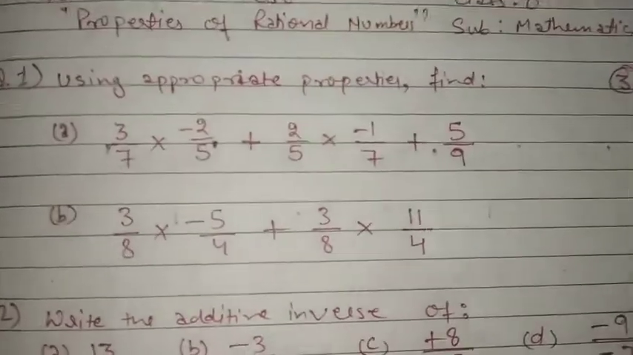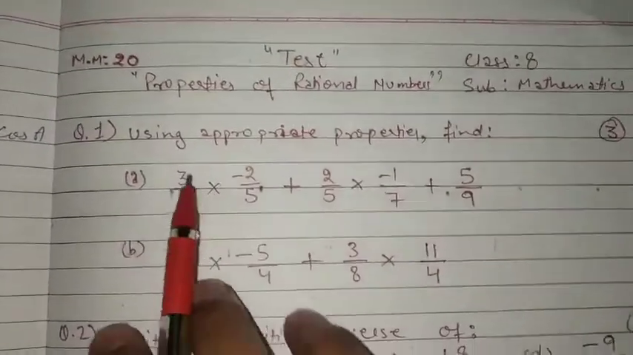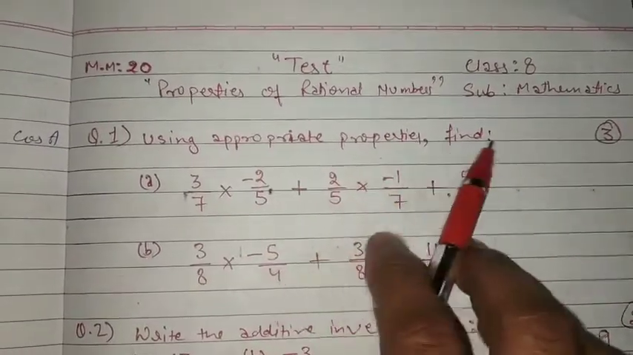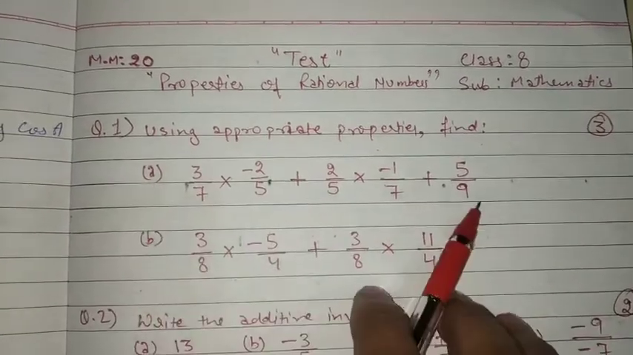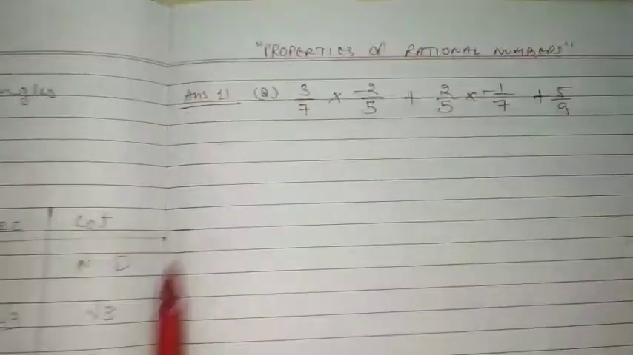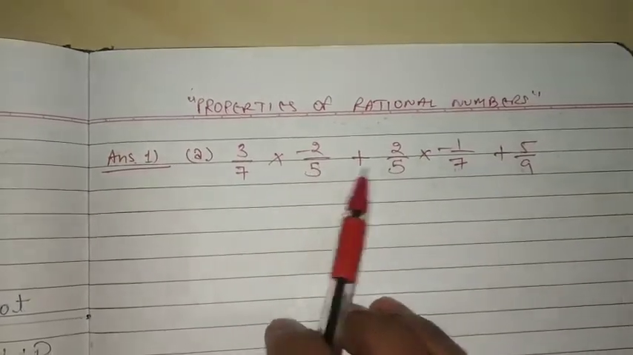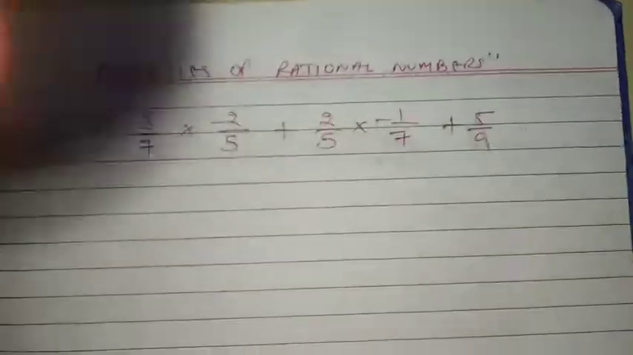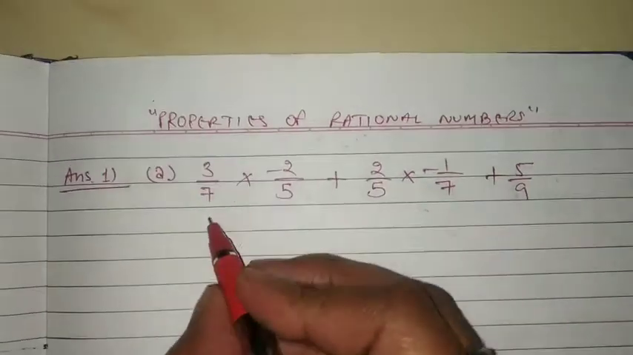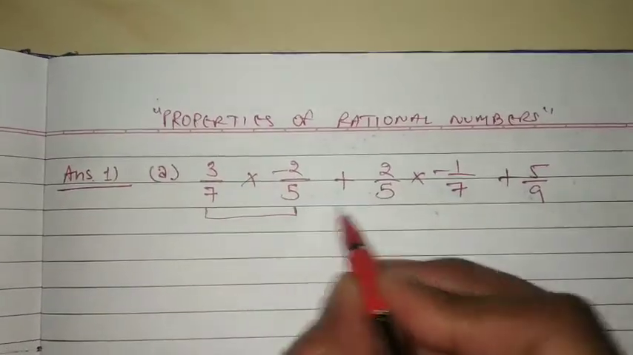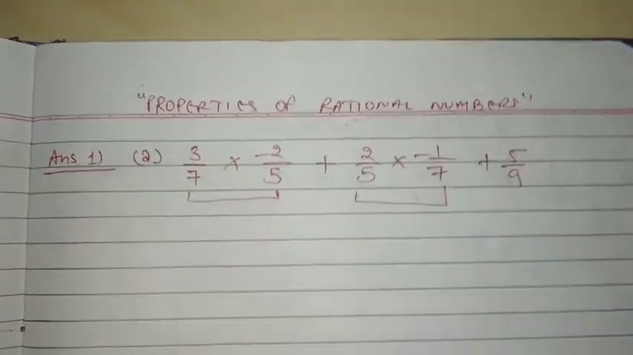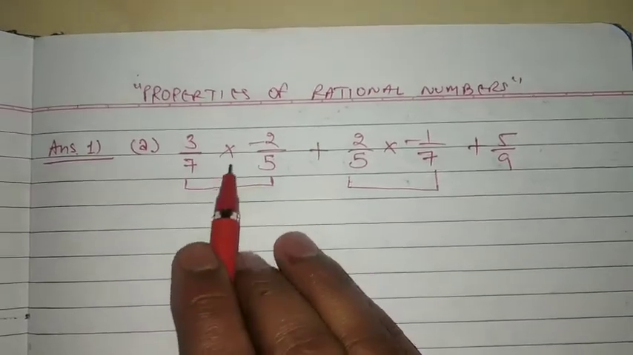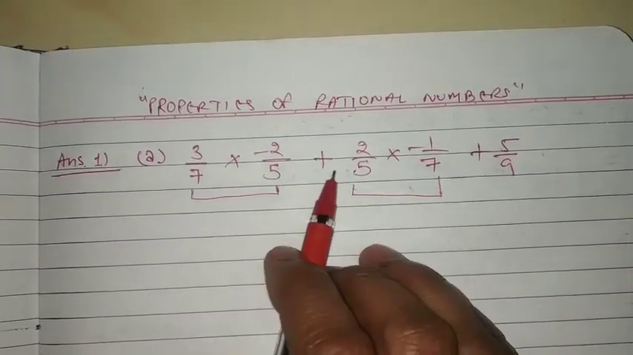Okay, so the very first question was: using appropriate properties, find the value of the following. The first question is 3 by 7 into minus 2 by 5 plus 2 by 5 into minus 1 by 7 plus 5 by 9. Now how to do this? According to the BODMAS rule, first we need to multiply these two and these two, because we multiply first, then addition.